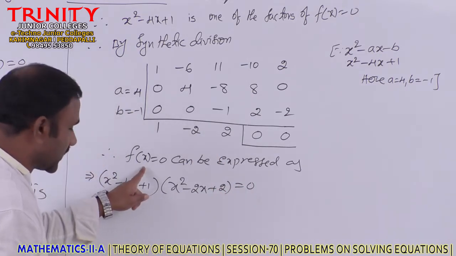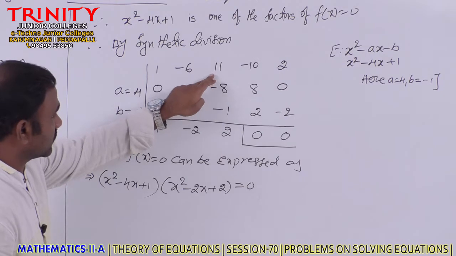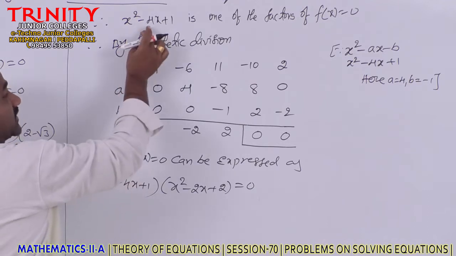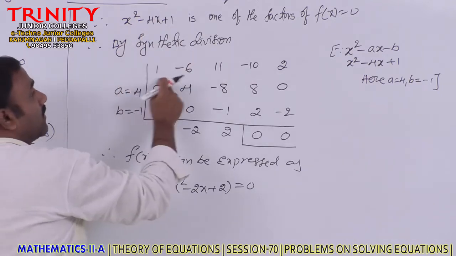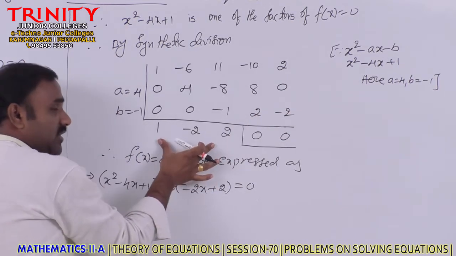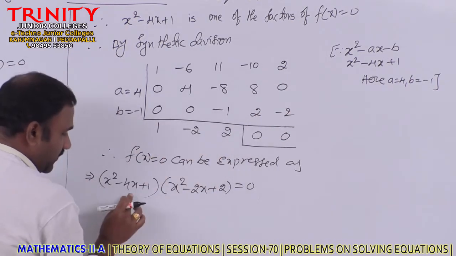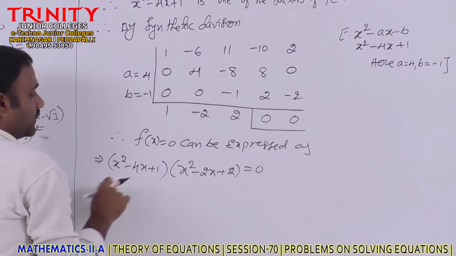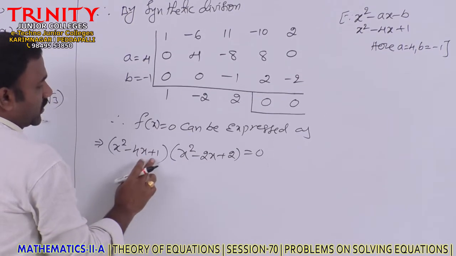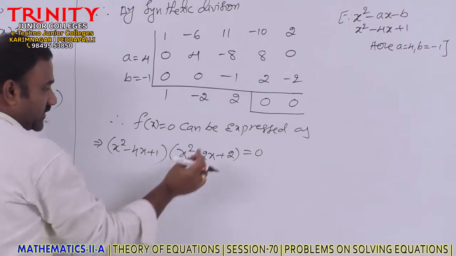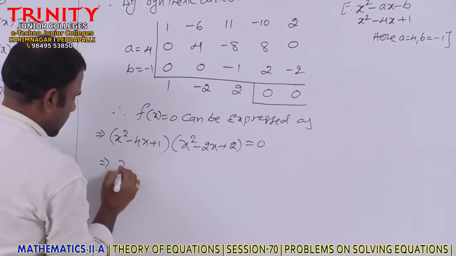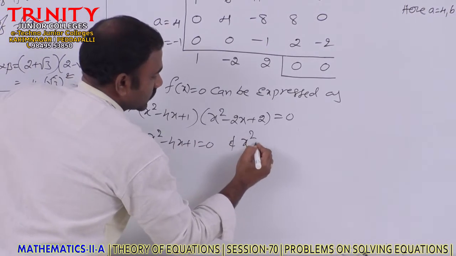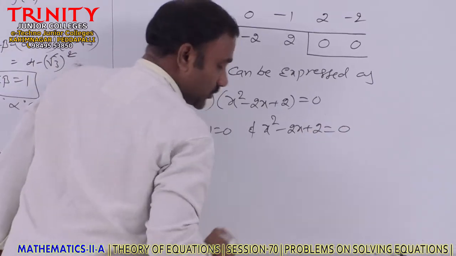F of x means the given polynomial x to the power of 4 minus 6x cube plus 11x square minus 10x plus 2 equal to 0 can be expressed as the product of the factors. Which one is divided? This one divides the polynomial f of x equal to 0. Then we got this as the quotient. Therefore, f of x by g of x can be expressed as q of x plus r of x by g of x. That is this one. Now, x square minus 4x plus 1 is the first factor, and here we got the second factor, x square minus 2x plus 2 equal to 0. So x square minus 4x plus 1 equal to 0 and x square minus 2x plus 2 equal to 0.